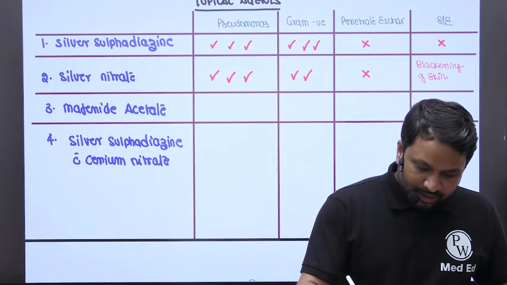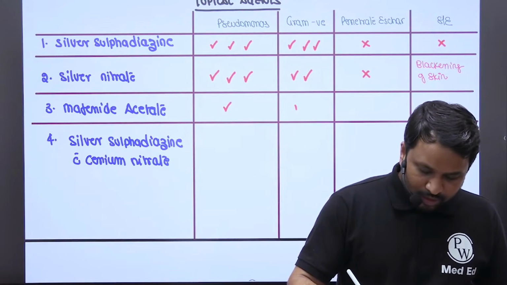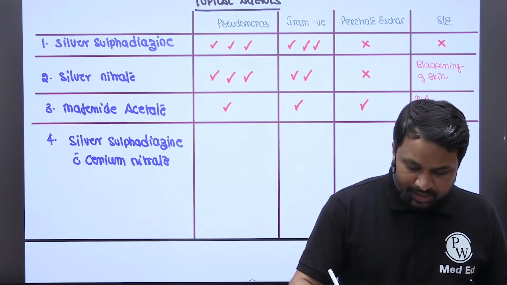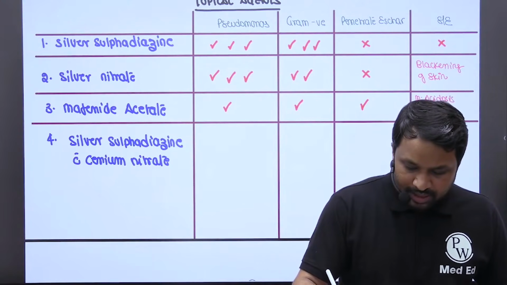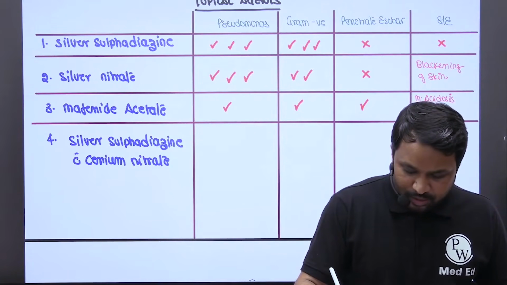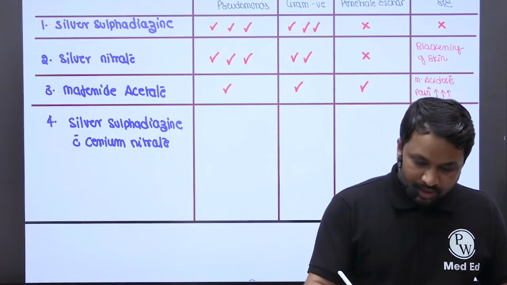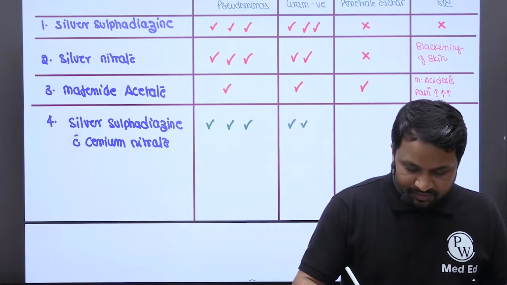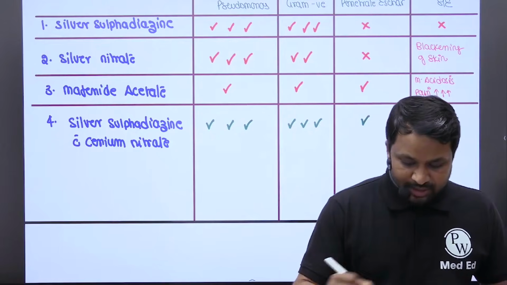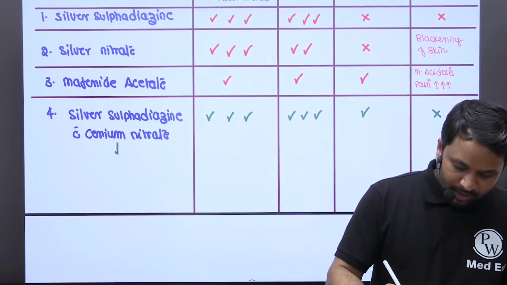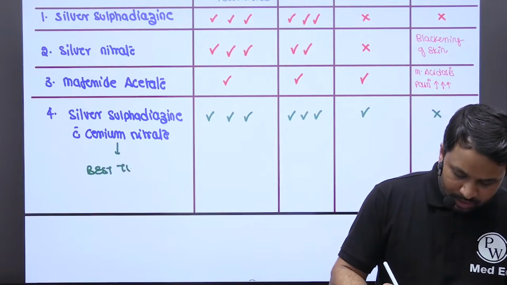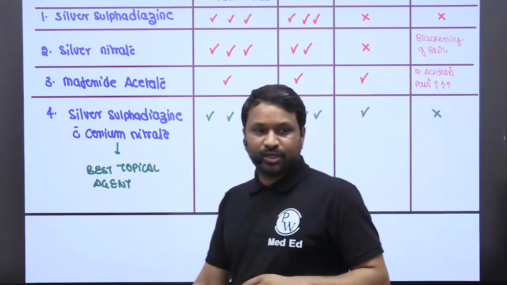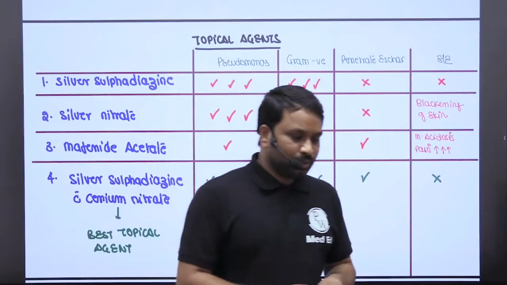Mafenide acetate, on the other hand, has very little action against Pseudomonas and gram-negative bacteria, but it can penetrate eschar. The problem with mafenide acetate is that it causes metabolic acidosis, and once you apply it, it increases the pain on the burnt area. Now, the best agent that you have is silver sulfadiazine with cerium nitrate: effective against Pseudomonas, effective against gram-negative bacteria, penetrates eschar, and has no particular side effect.